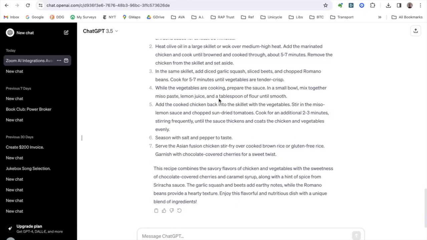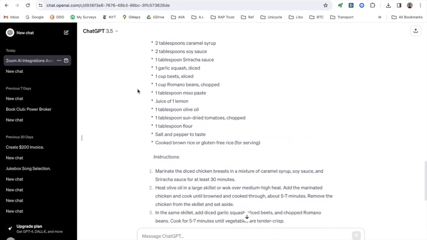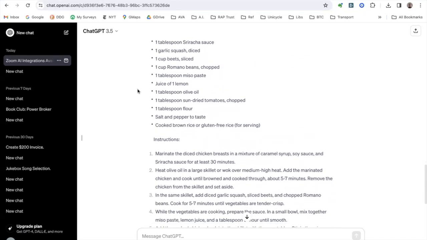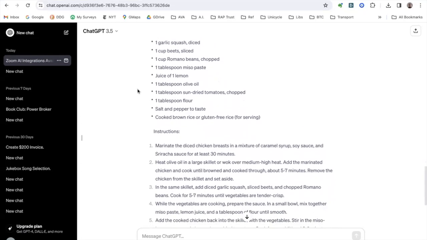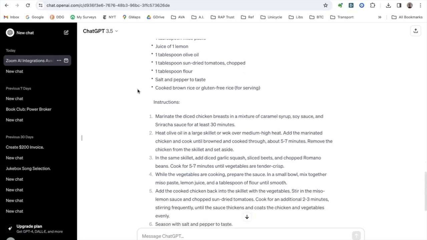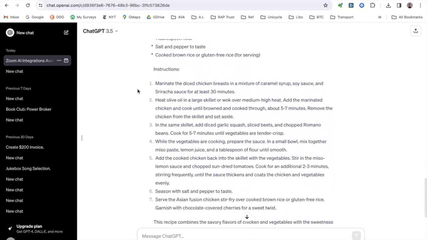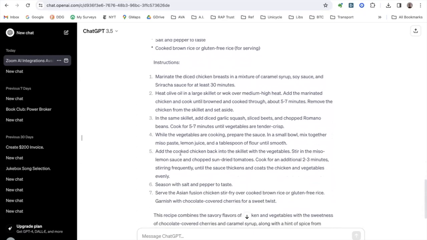And then John wants to know, one cup of chocolate covered cherries? Yeah, and I think in the earlier versions of this recipe, it was actually having you remove the chocolate from the chocolate covered cherries, which I thought was kind of nuts, but it's about that. Where are the chocolate covered cherries? All right, garnish with chocolate covered cherries for a sweet twist.